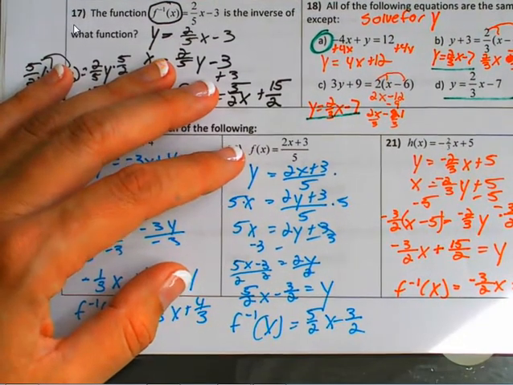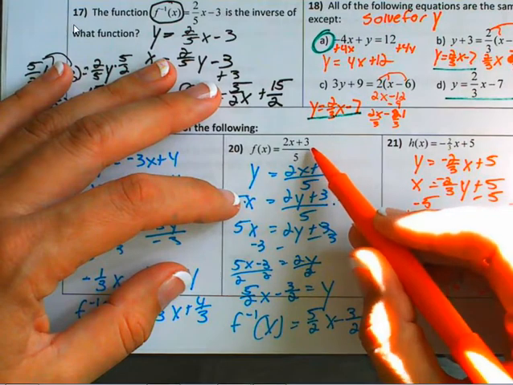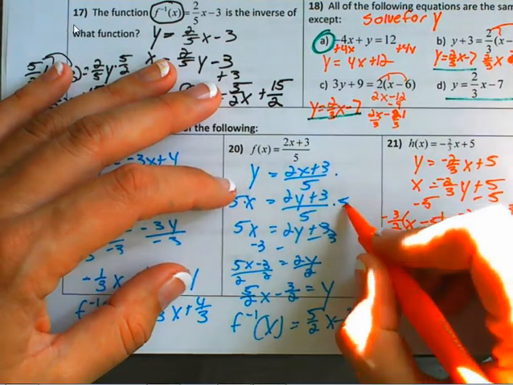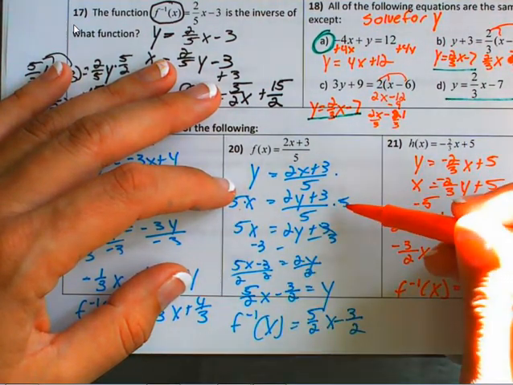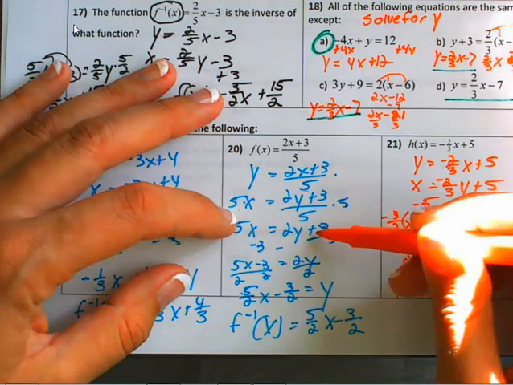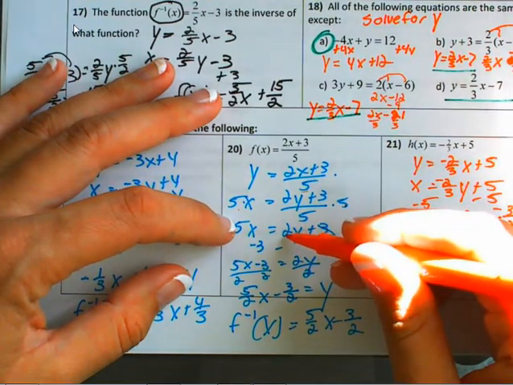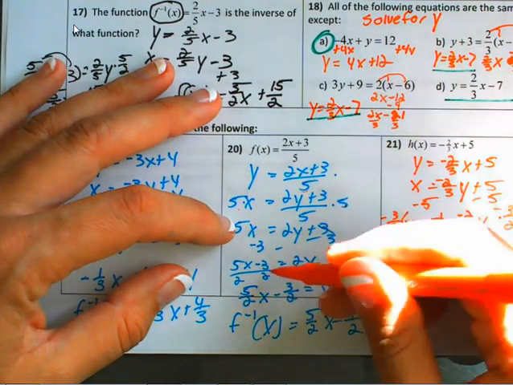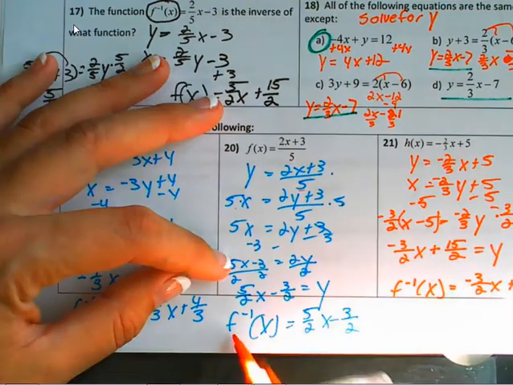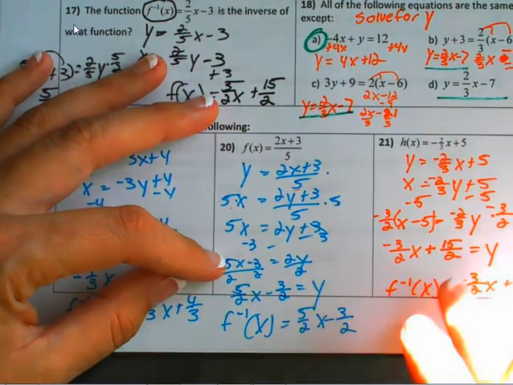For the next one here, a lot of you missed this question on the last test. The first thing you need to do after you switch x and y is you have to multiply times the 5 on both sides, because you've got to get rid of that denominator of 5. And then once you have the 5 over there, you just subtract 3. And then this one has 2 times y, so then I divide it by 2 on both sides, which left me f inverse of x equals 5 over 2x minus 3 over 2.